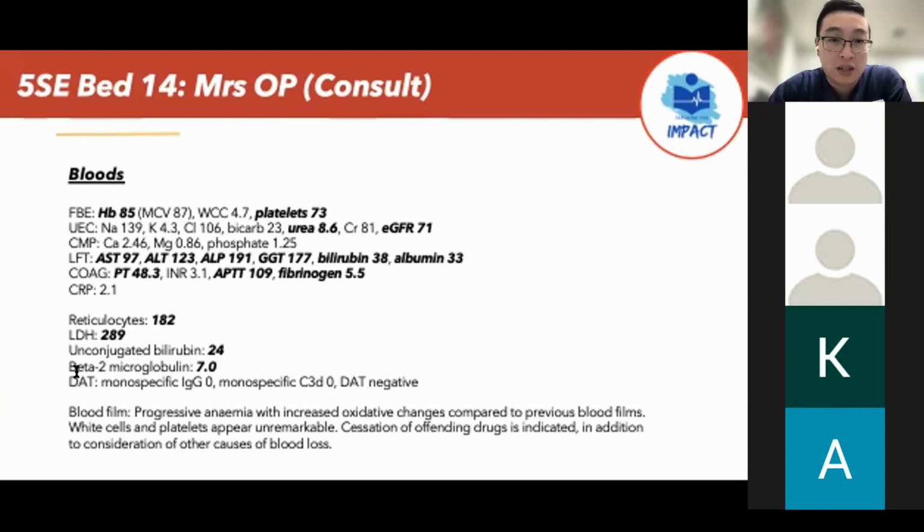Now, the next test that you will order is a direct agglutinin test, which is also called a Coombs test. And the Coombs test is very unremarkable. Overall, the DAT test is negative, monospecific IgG 0, monospecific C3d 0. So the patient is hemolyzing, but not via an immune mechanism. So this is not an autoimmune hemolytic anemia.